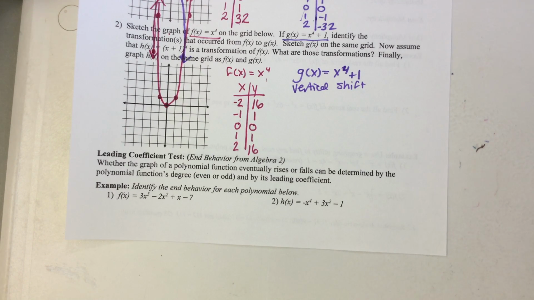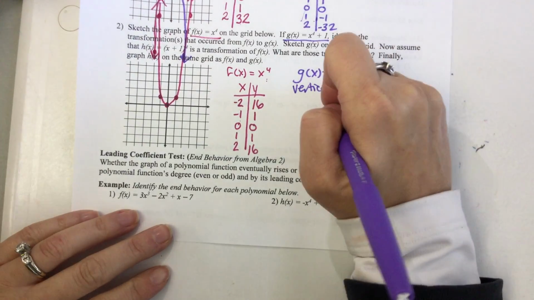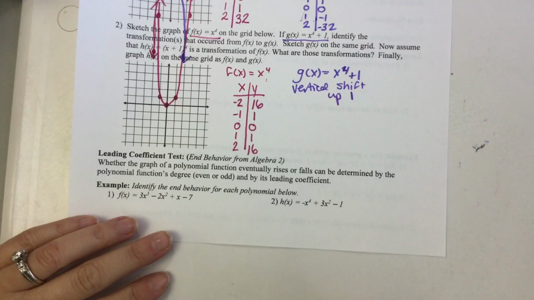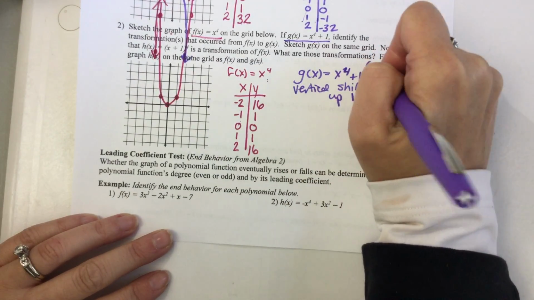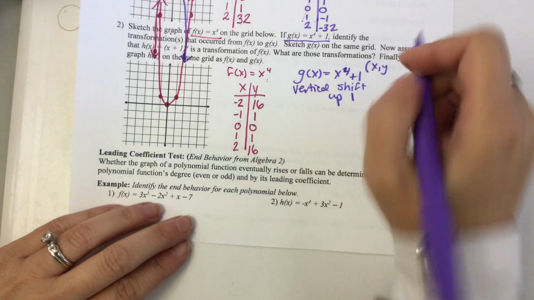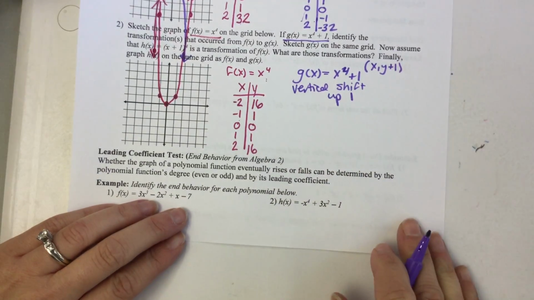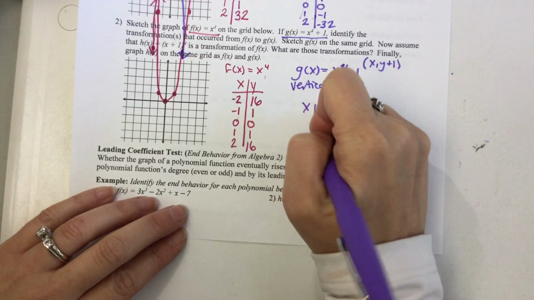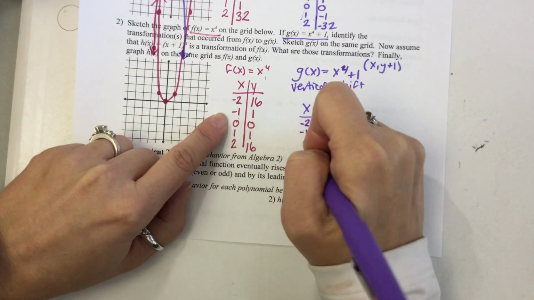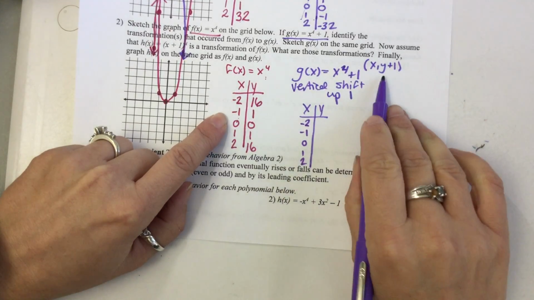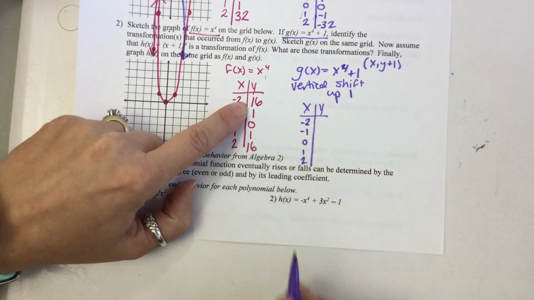Vertical lines run up or down. So this can only be going up or down. Because it's +1, we are going up 1. The way that you change your ordered pairs, it's vertical, so it changes the y. If I want to go up 1, I take the y's and I add 1. So to get g of x, I keep the x's the same: -2, -1, 0, 1, and 2. I take all of the y's and I add 1 unit.